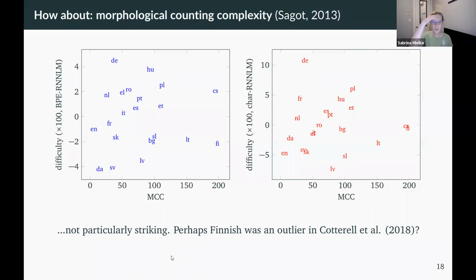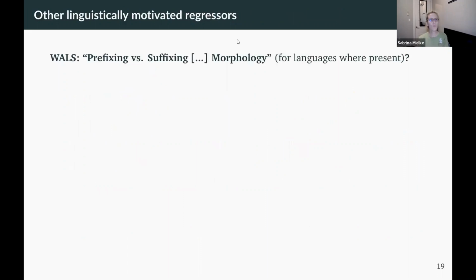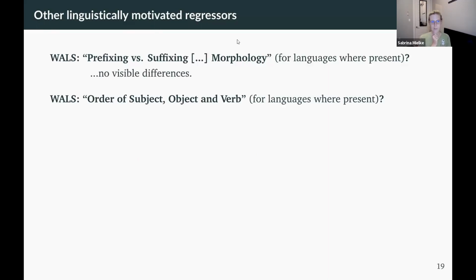In previous work, a paper we had before, we said that there was one, but that was because Finnish was really hard in that paper for some reason. So that's a bit weird. This stuff is hard to replicate in that sense, unfortunately. Okay, well, what about some other linguistically motivated regressors? What about using the WALS feature for morphology? Nope, nothing there. What about subject-object-verb order?